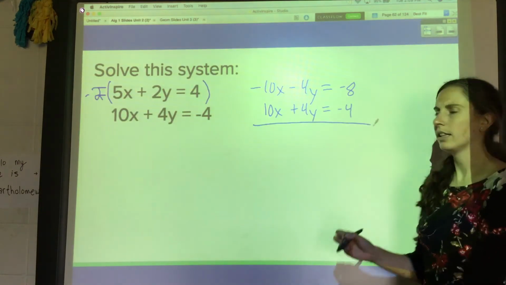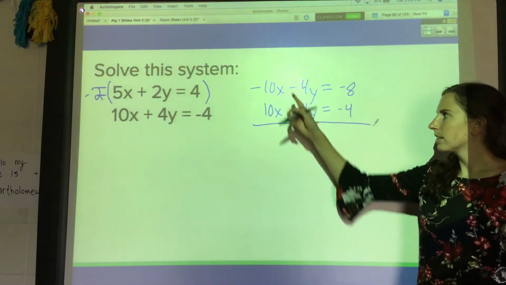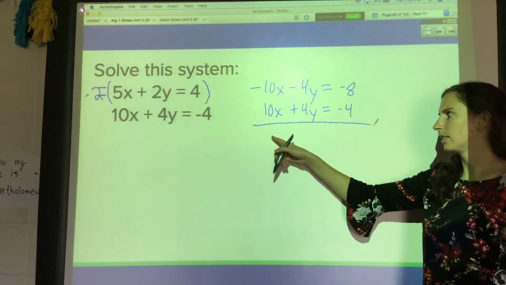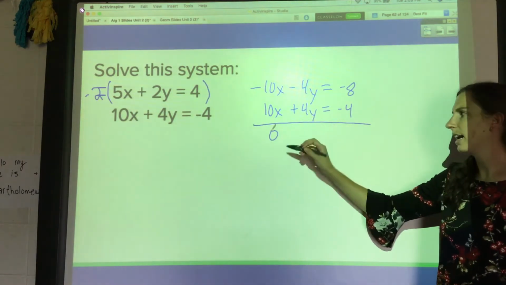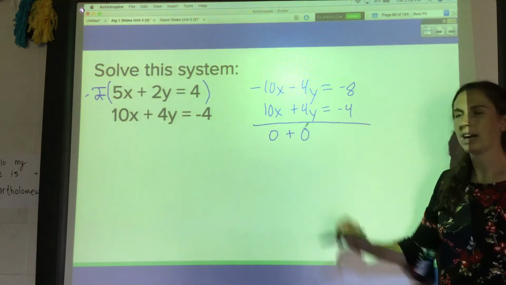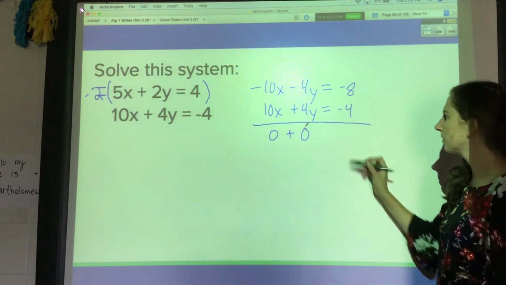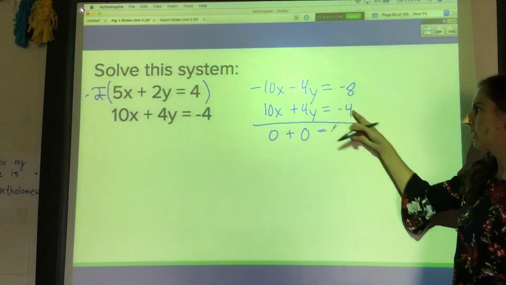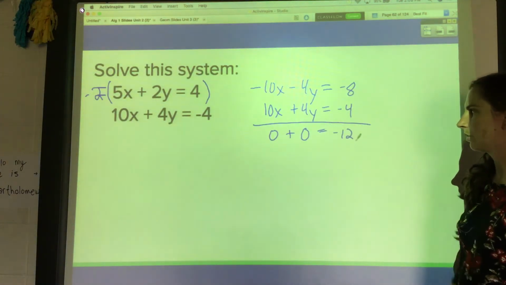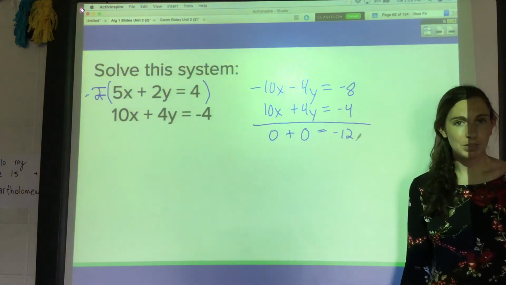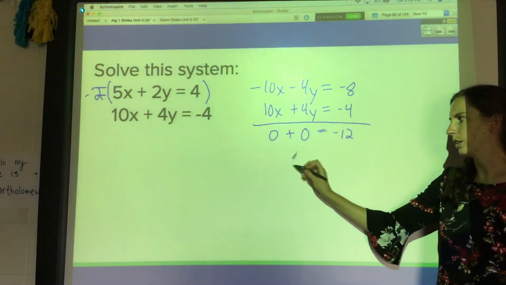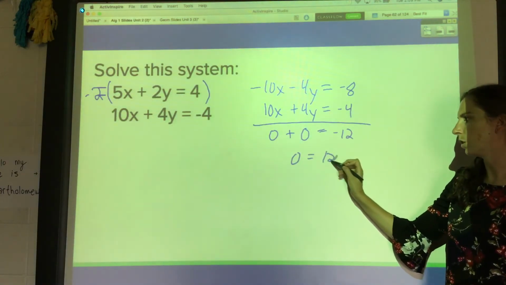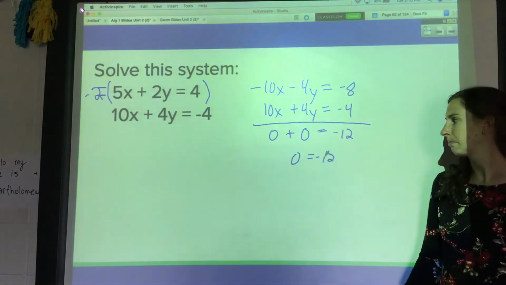And let's see what we get. This one's a little weird because negative 10x plus 10x is 0. Negative 4y plus 4y is also 0. Somehow I have eliminated both variables. And negative 8 plus negative 4 is negative 12. Okay, this happens sometimes, and that's okay. Does 0 plus 0, which is 0, equal negative 12?